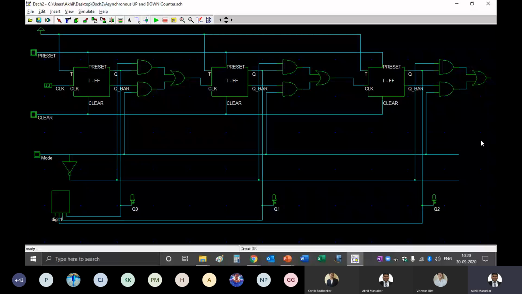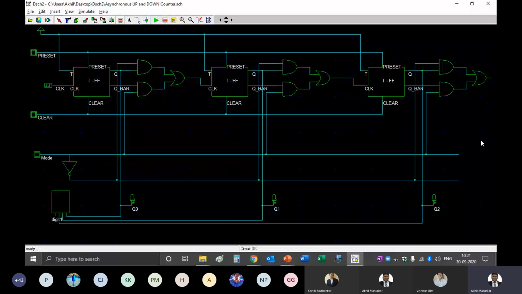Now, if I want a 4-bit counter, if I want to count till 15, then the number of flip-flops that I will require here is 4, because it will count from 0 to 15. So 0 to 15 is 16 states, and 2 raised to 4 is 16. So the number of flip-flops would be 4, n equal to 4.